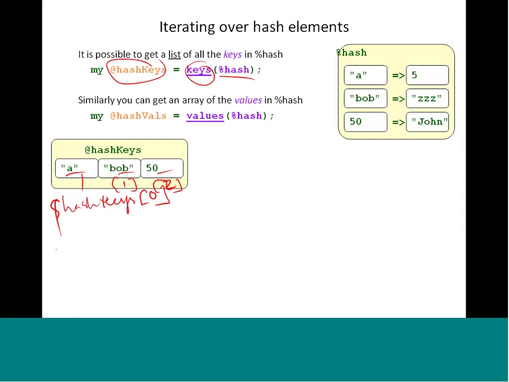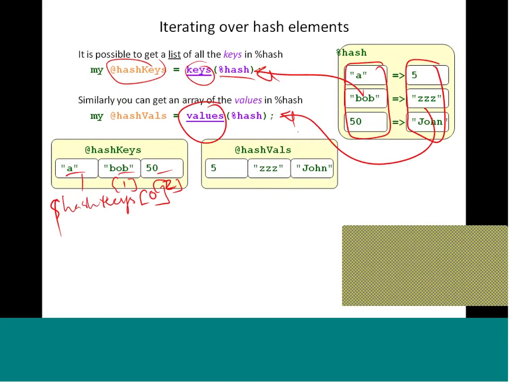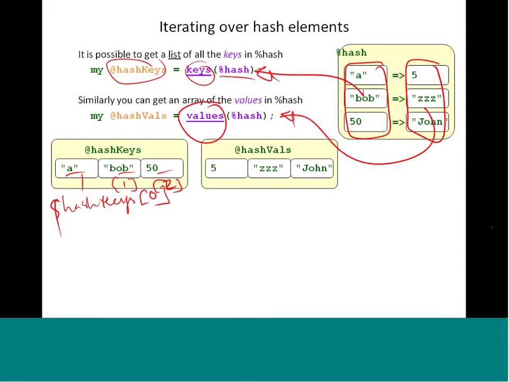The other one that I mentioned is using the values function. The values function captures this side of the equation. So keys are all going into here, values are all going into here. So what does values look like? Again it is the same thing. So as vals, 0 is this one, 1 is this, and this is 2.